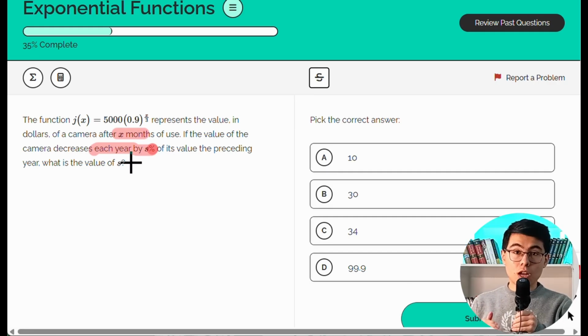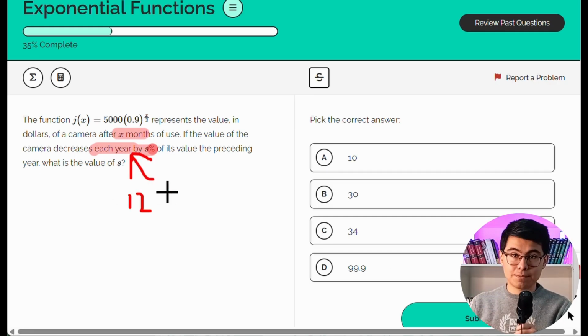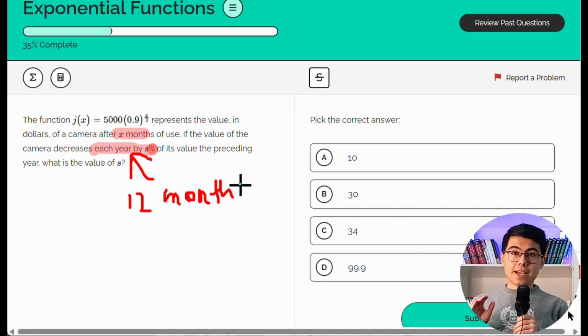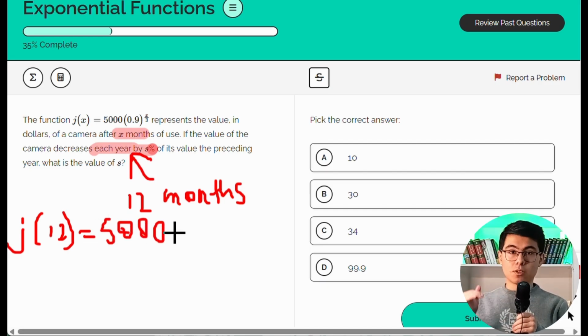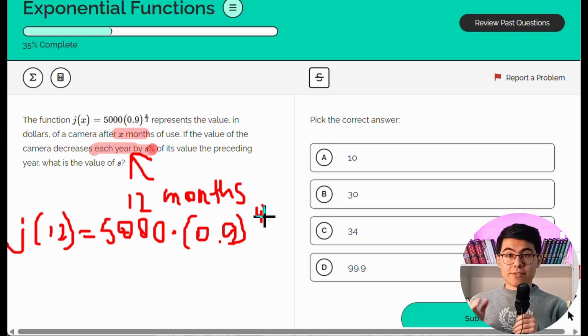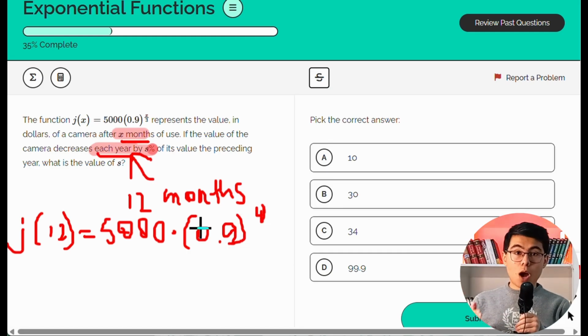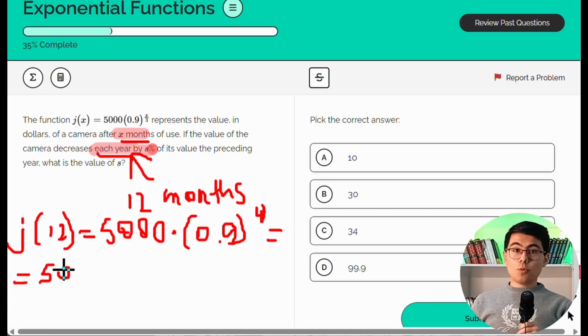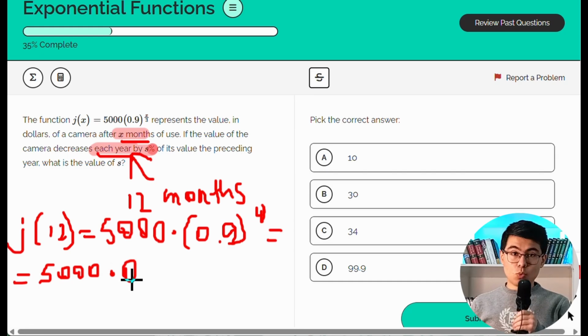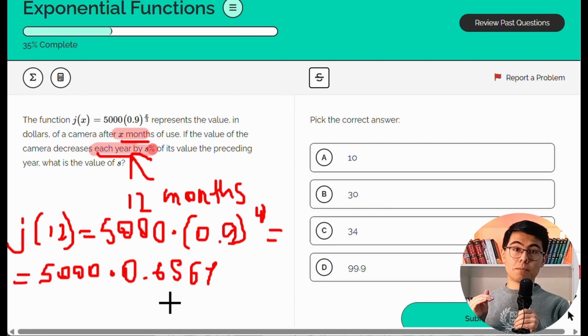So here we have the equation, and the question is, value decreases each year by S%. Find S. So in this equation, we have x over 3, right? And here, x is months. And in a year, we have 12 months. So 12 divided by 3, that's going to be 4. So 5,000 multiplied by 0.7 to the power of 4 is going to equal 5,000 multiplied by 0.6561. Now, the next thing we have to do is we should convert it to percent decrease.